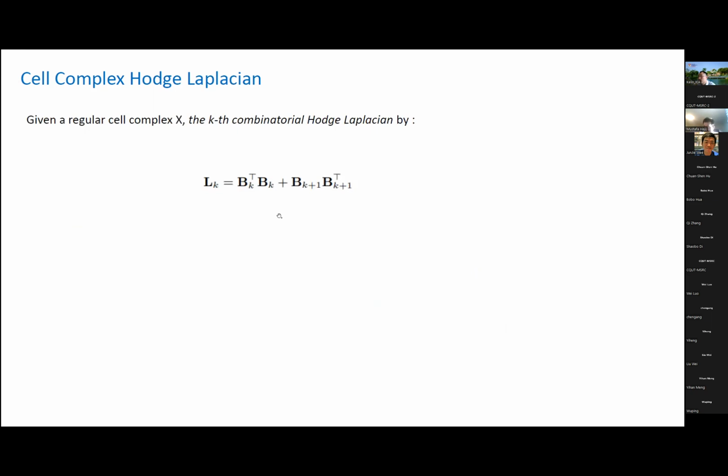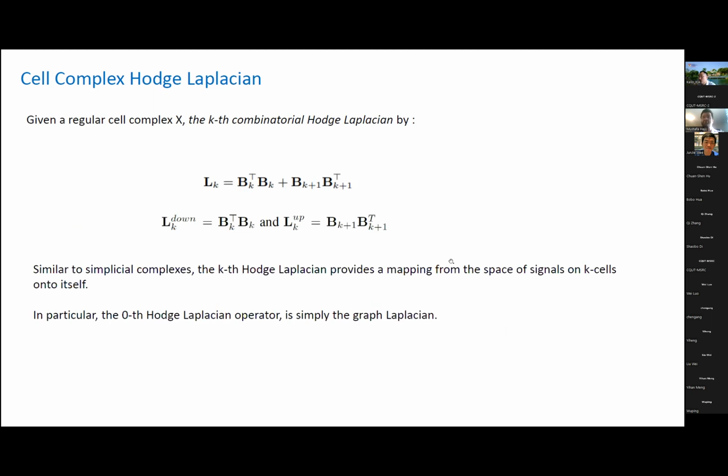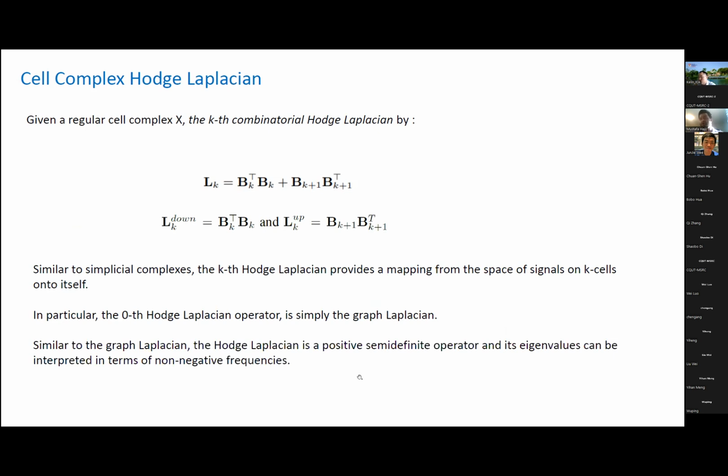And the Hodge Laplacian is basically a summation of all those L up and L down. So if you're talking about a simplicial complex, this one here summarizes all higher order relations. One of them describes the up, and one of them describes the down. So the k-th Hodge Laplacian generalizes the graph Laplacian. If you take k equal 0, it's just the graph Laplacian, and you can interpret the eigenvalues in terms of non-negative frequency. This basically gives you the tools to do Fourier type analysis on higher order models.